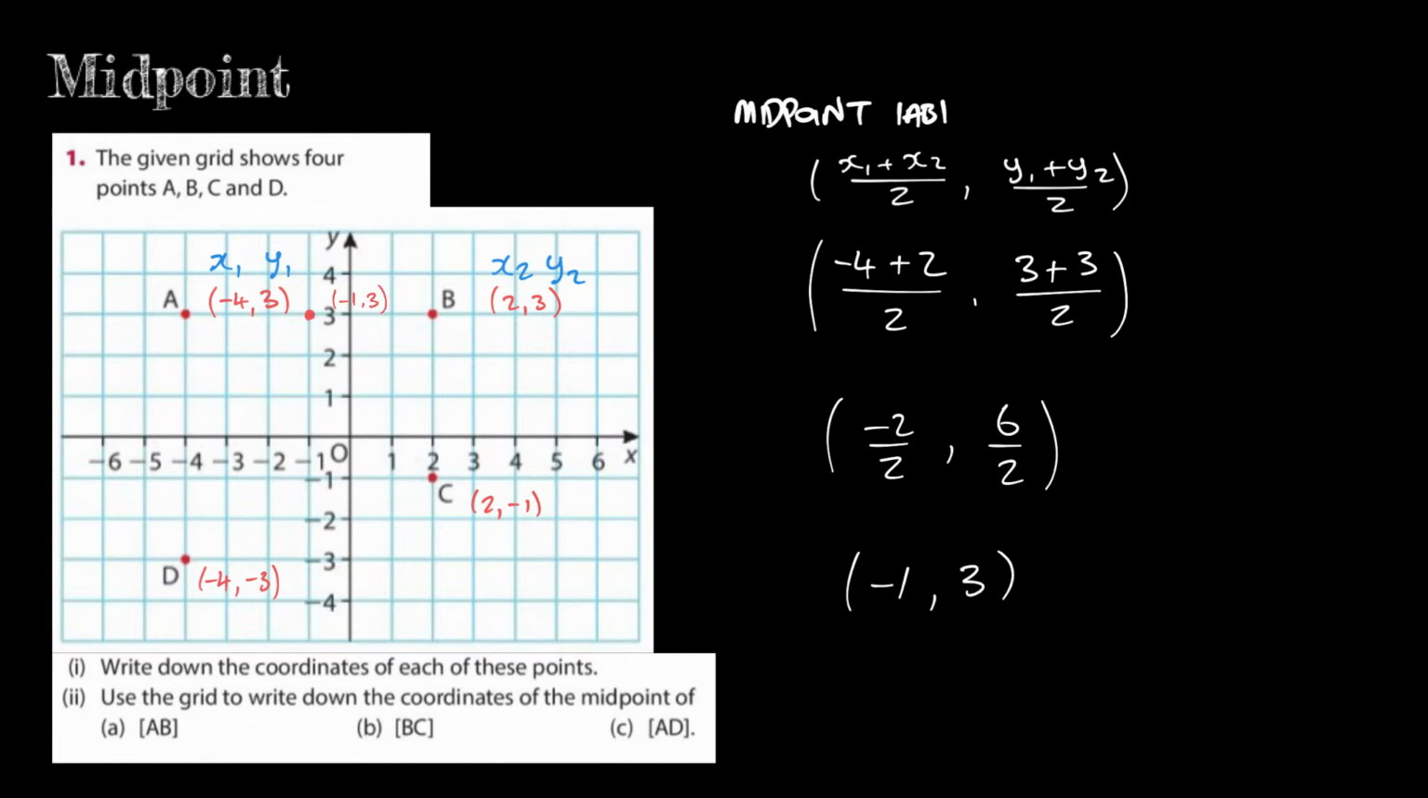Okay. So that's that one sorted. So the midpoint of AB is going to be negative 1, 3. So you can see there, just in case you're unsure, that's going 1, 2, 3 that way. And obviously this is going to be 1, 2, 3 that way. So the midpoint is negative 1, 3.